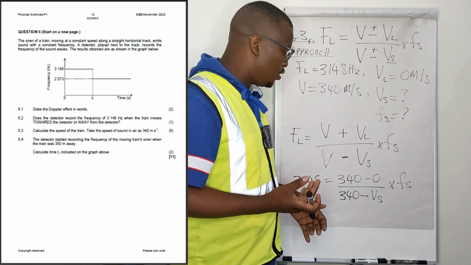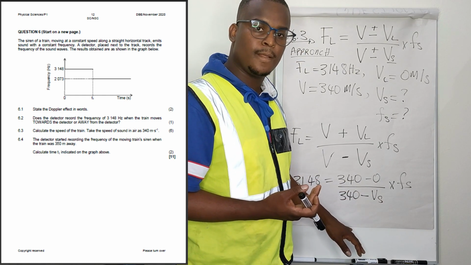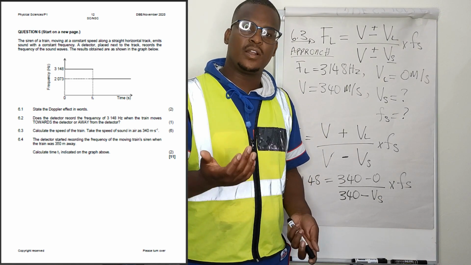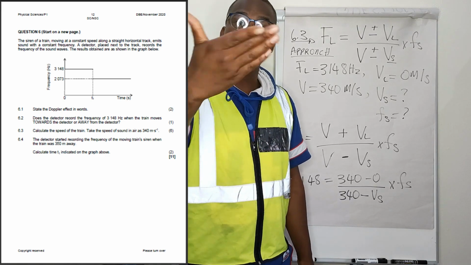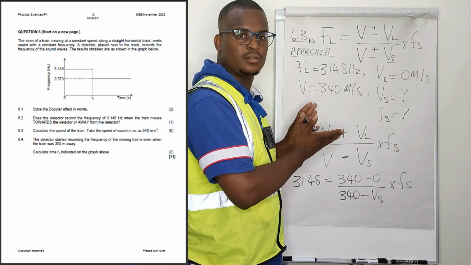So now, to sort this issue that we have here, we should use the second information that we are given. Because we are given the observed frequency as the source of sound was moving away from the detector. We are going to use it in a similar manner as this one.